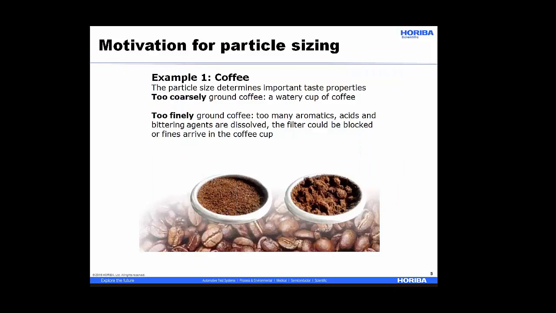I'll give you two quick and easy examples. The first is coffee. As you change the particle size, you're going to change the taste properties. If you have coarsely ground coffee, you'll have a watery cup of coffee. You can think of the extreme of just coffee beans. They're not going to do much for you in terms of flavor. If the coffee is too finely ground, you'll extract more than you want, so you have too many aromatics, acids, and bittering agents. The filters could be blocked, or you could have the fines go through the filter and into the coffee cup.